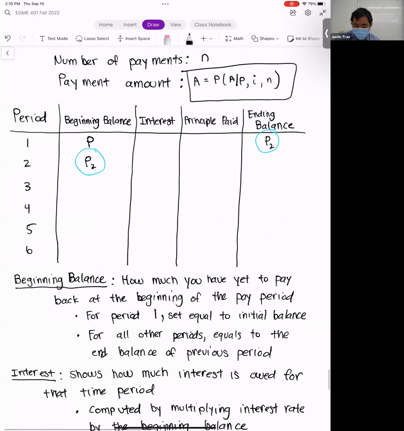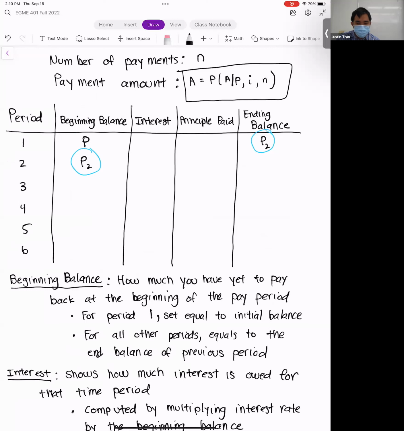Right. And so that's how you do all the columns. And so basically the way you build the schedule is you do it row by row. You start with the first row, you compute the interest, you compute the principal paid, the ending balance, you move that ending balance to the beginning balance of the next period, and then you just repeat this calculation over and over.